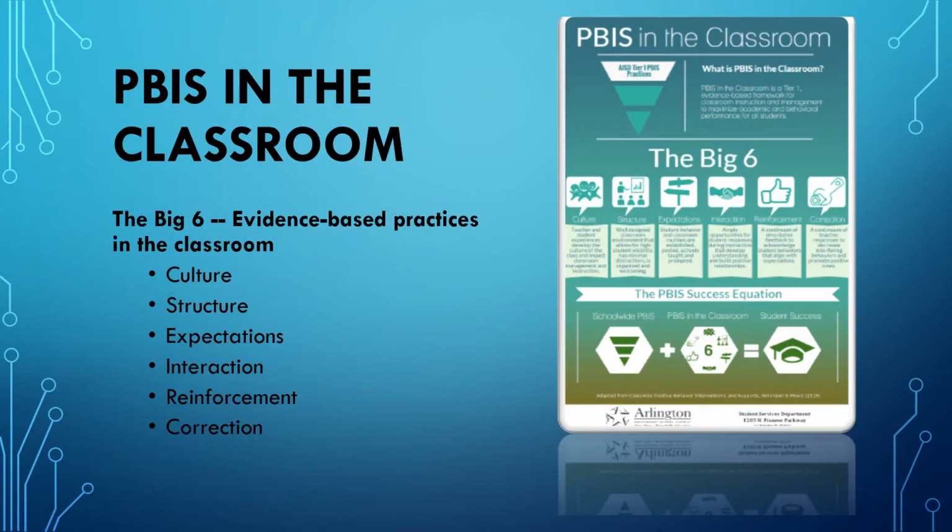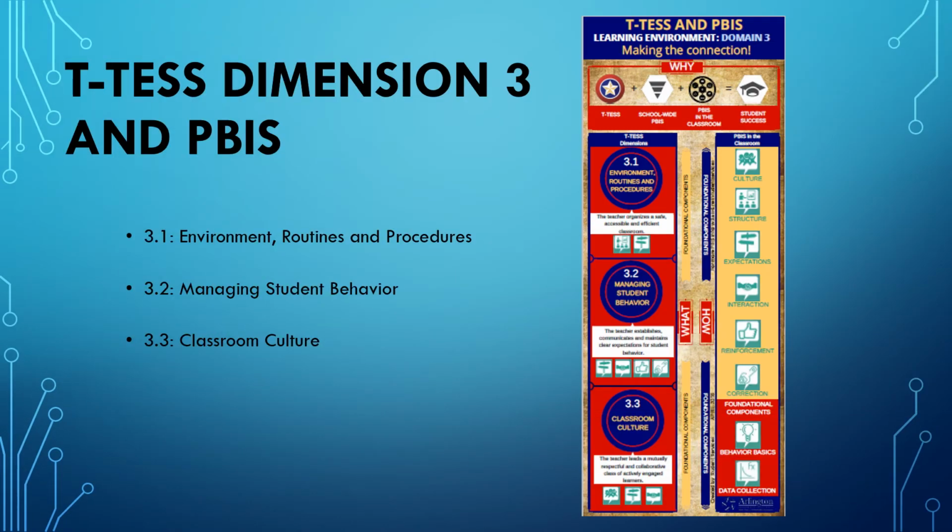When looking at the PBIS in the classroom, we're looking at those big six evidence-based practices: culture, structure, expectations, interaction, reinforcement, and correction. Also, PBIS aligns with T-Test Dimension 3. 3.1 refers to environment, routines, and procedures. 3.2 is managing student behavior, and 3.3 is classroom culture.